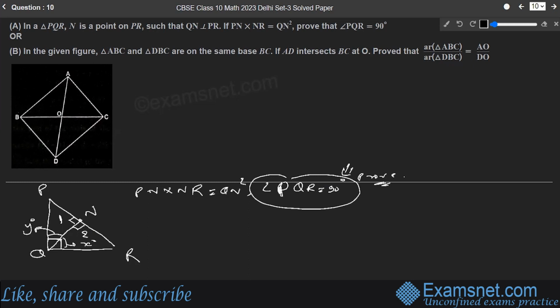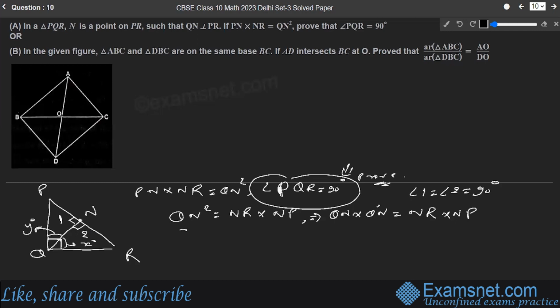Now we obviously know that angle 1 and angle 2 are 90 degrees, because QN is perpendicular to PR. There's no doubt about that. Then one more thing he has given is QN square is equal to NR into NP. So we can rewrite this as QN into QN is NR into NP. And we can make the ratio pairs also. In what way can we make the ratio pair?